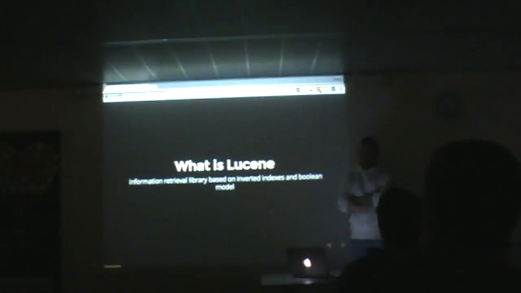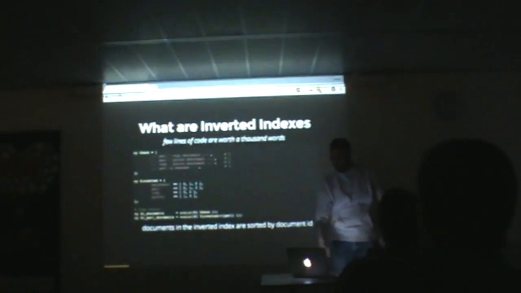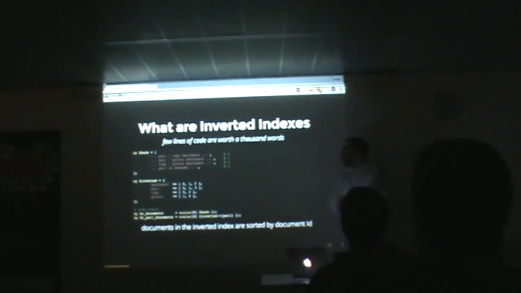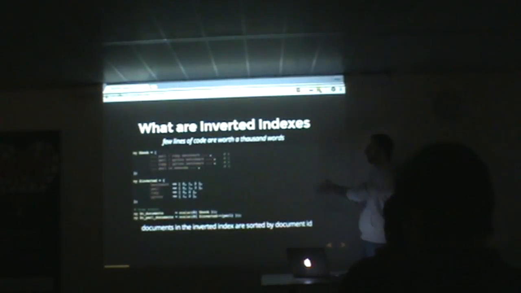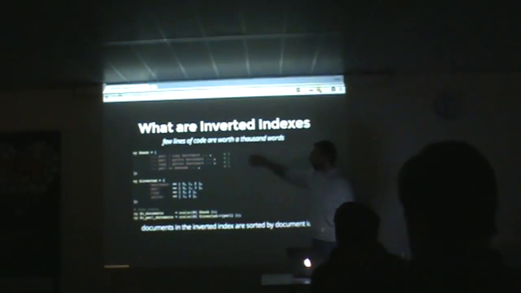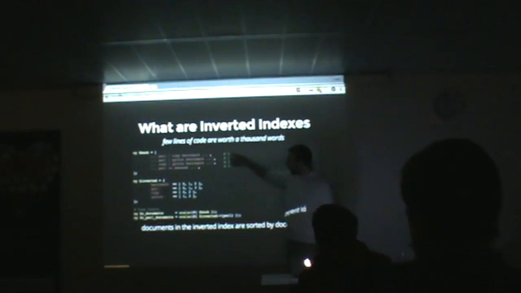Lucene is an information retrieval library that's based on the inverted index and the Boolean model. I'll describe that later. In order to illustrate how inverted indices work, I created this very simple bunch of books with a bunch of pages, let's say, and then inverted this content into this form.